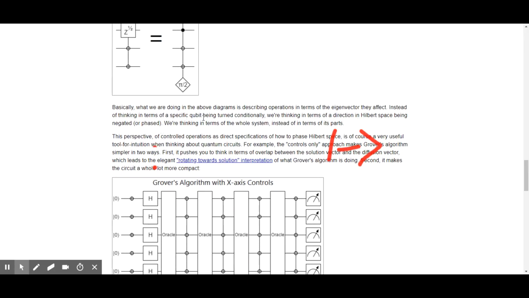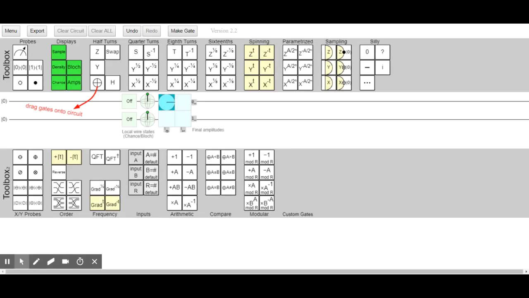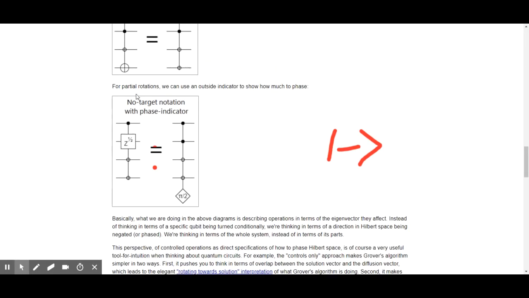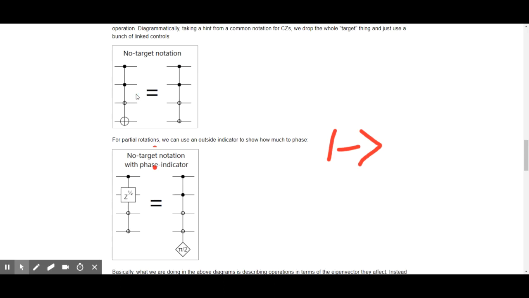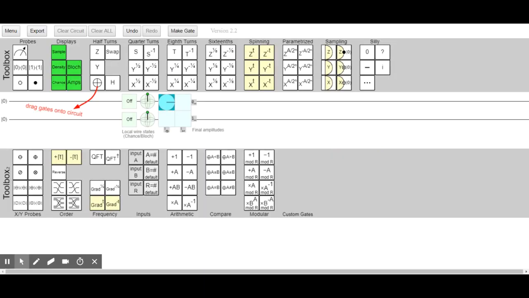Basically, the Bohr diagram is describing operations in terms of the eigenvector they affect instead of thinking in terms of specific qubits being turned conditionally. We're thinking in terms of a direction in Hilbert space being negated or phased. We're thinking in terms of the whole system instead of in terms of its parts. Exactly, and I like that because it's this constant thing that I have in my mind: the phase is a relative phase, right? So it doesn't make any sense to pick a target qubit because the phase affects your whole state.